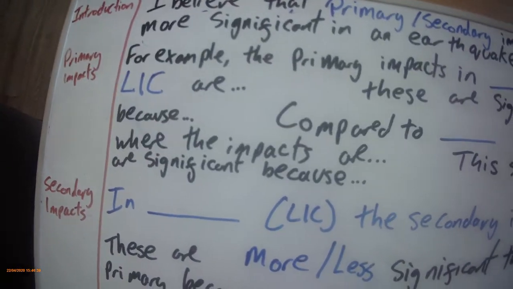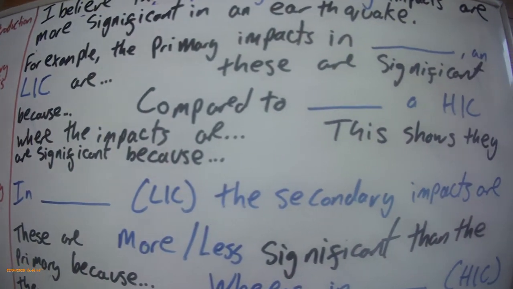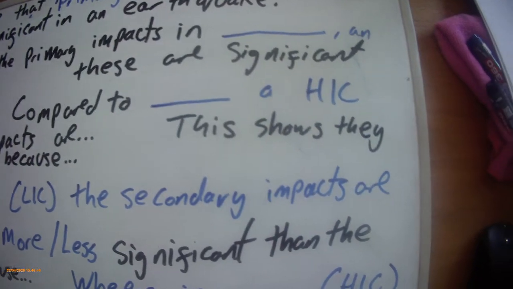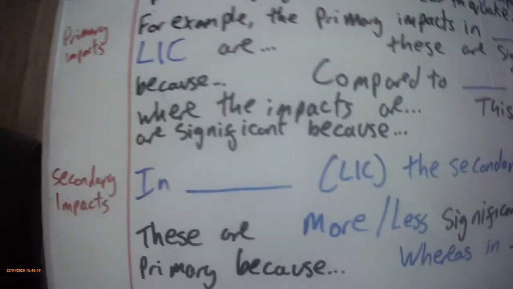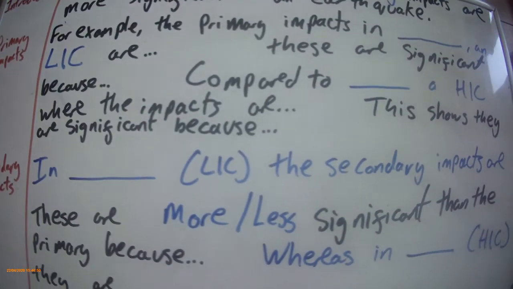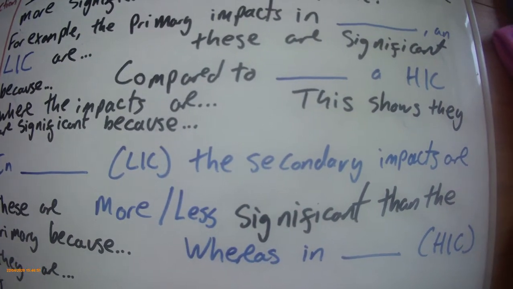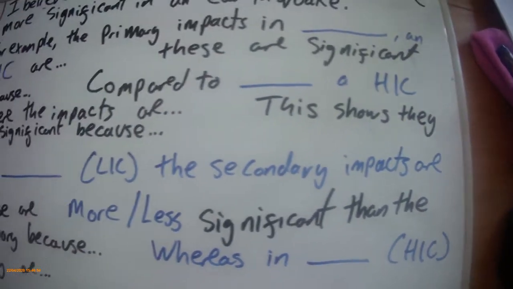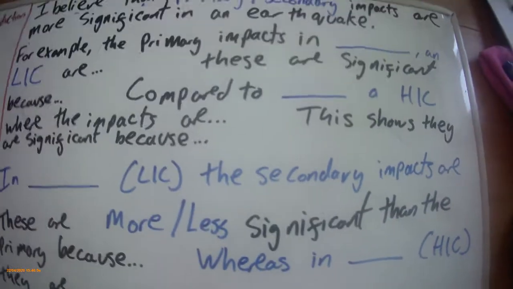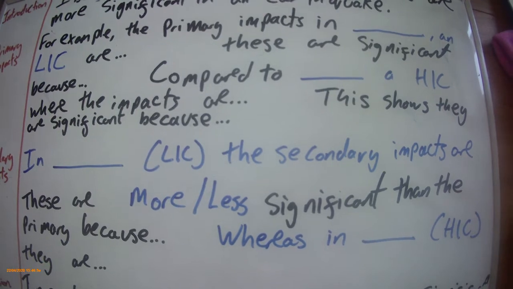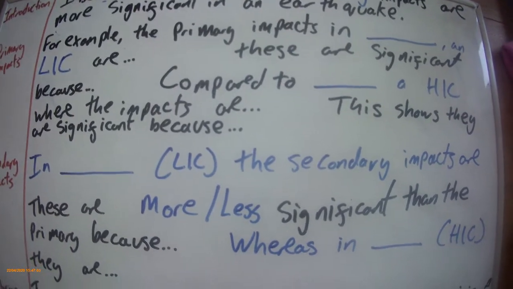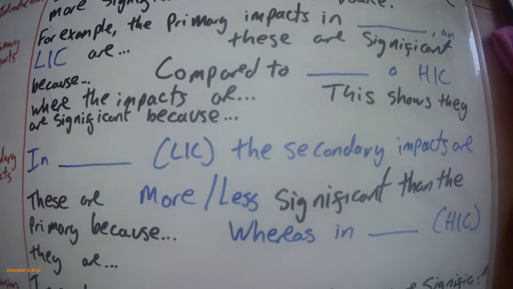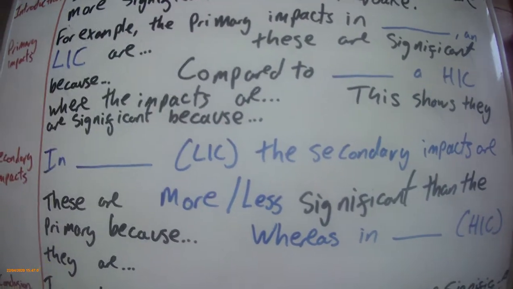Secondly, we compare them to our high income country, so whichever country you have researched for your high income country lesson, where these impacts are, and then name the impacts that we're seeing in the high income country, and show that they are significant because. So why are these impacts significant? You can then go one step further and start evaluating whether these impacts are indeed more or less significant in a high income or a low income country.